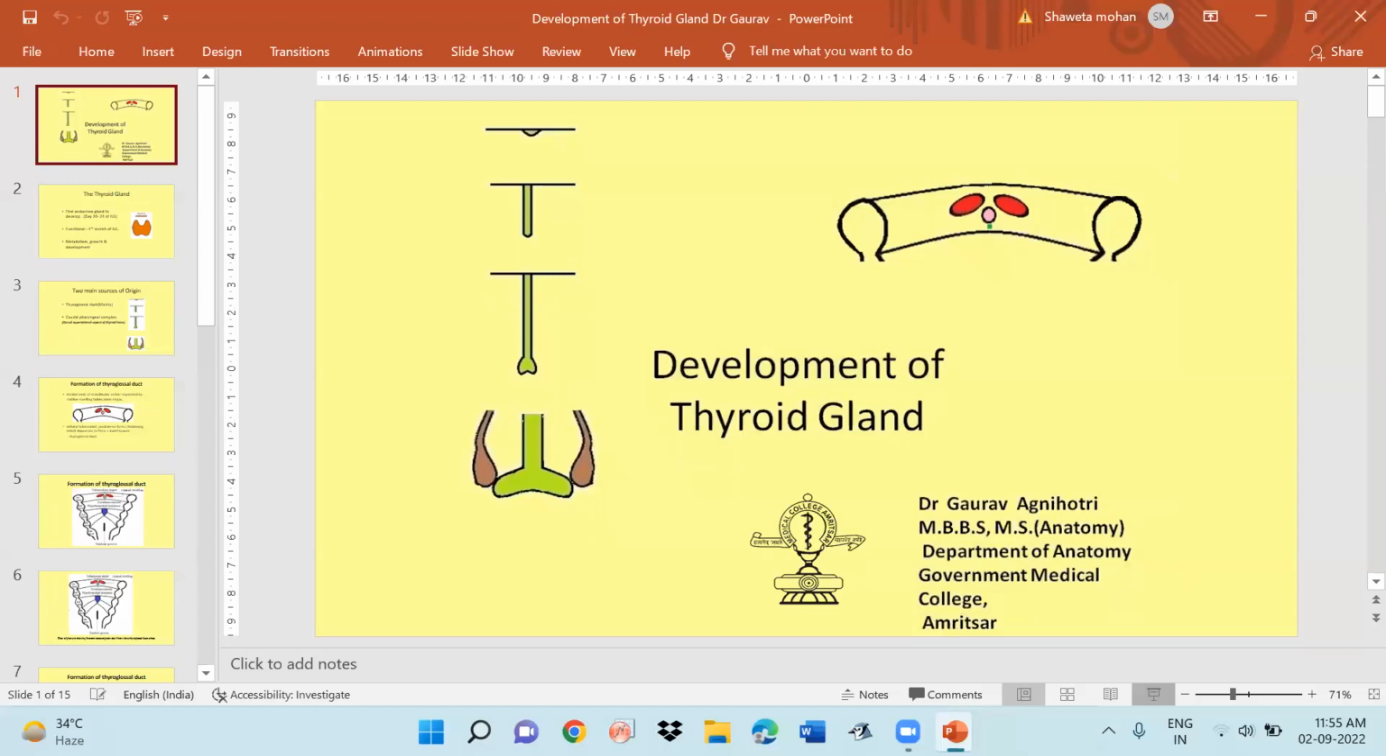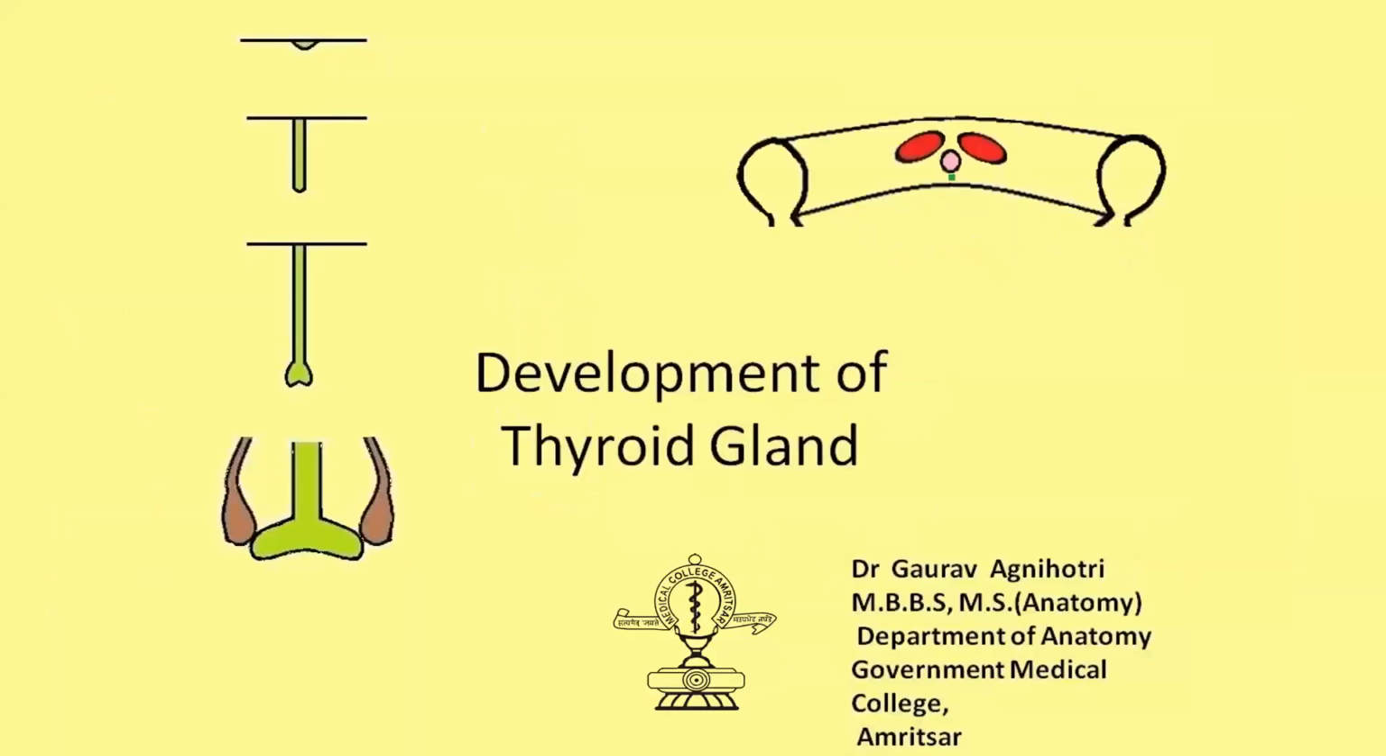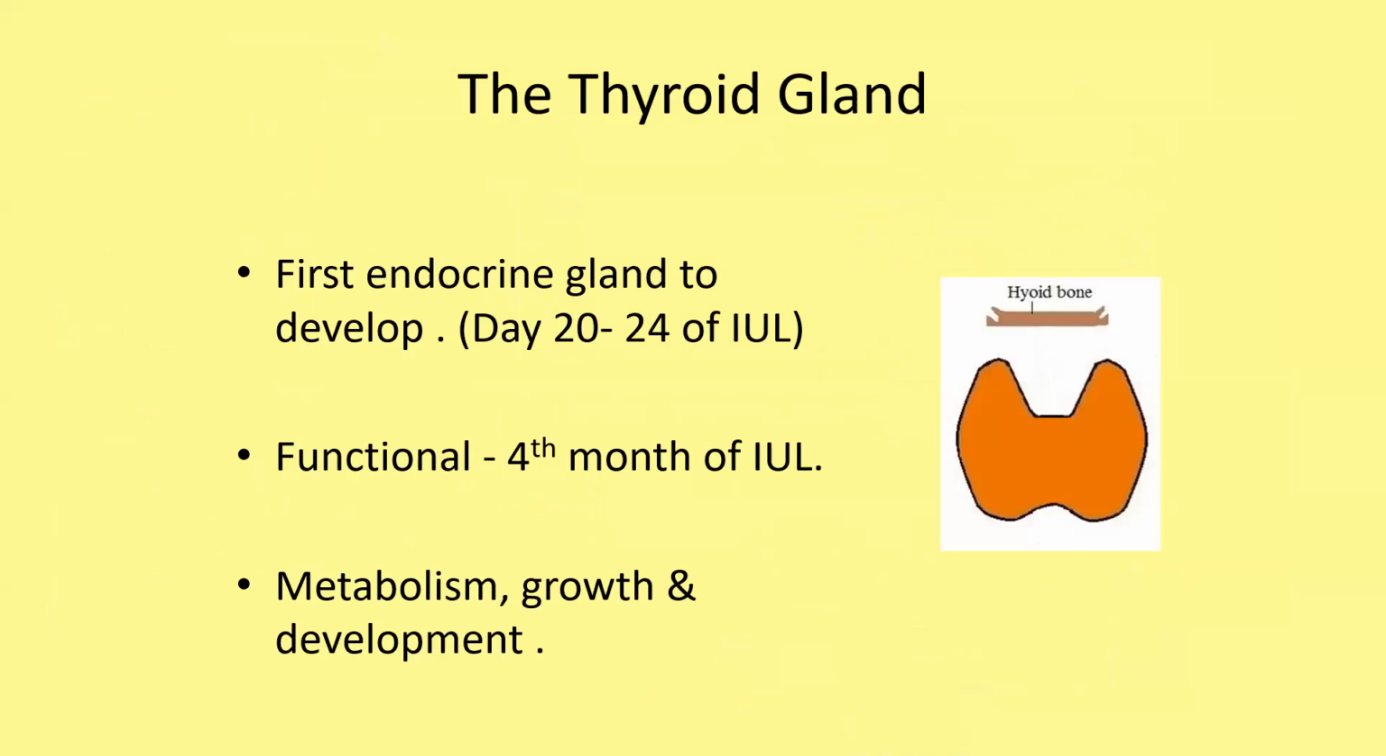So today we do the development of the thyroid gland. The thyroid gland, students, is the first endocrine gland to develop in the body. It develops from day 20 to 24 of intrauterine life, and it gets functional by the early part of the 4th month. As you already know, this gland is important for metabolism, growth, and development.